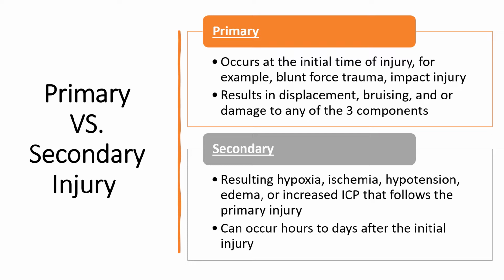What happens at that time? So that results in some displacement, bruising, or damage to those three components that we talked of. Remember, those three components are the brain tissue, the blood, and the cerebrospinal fluid.